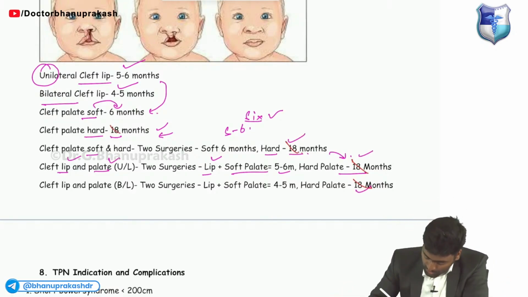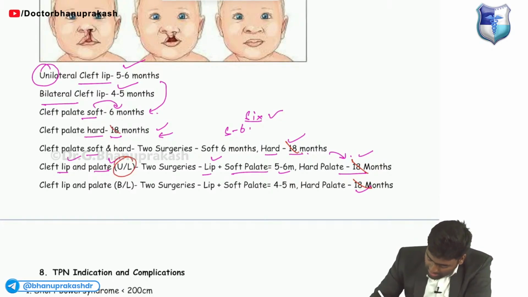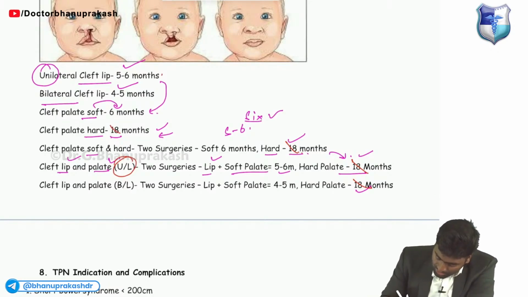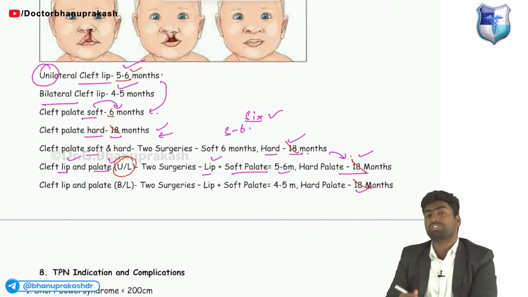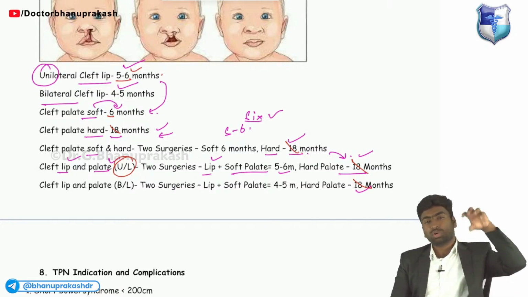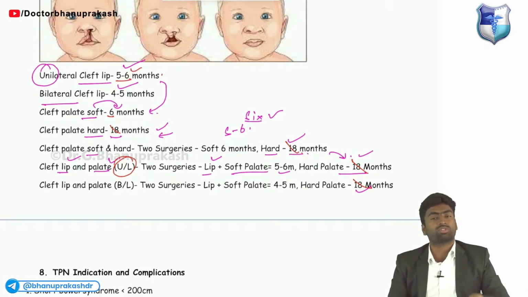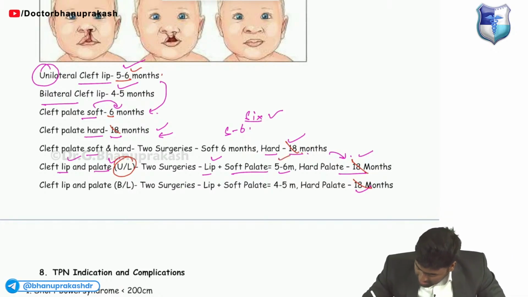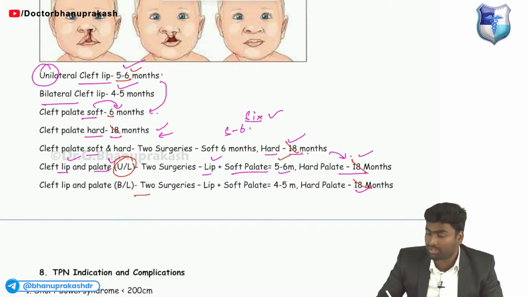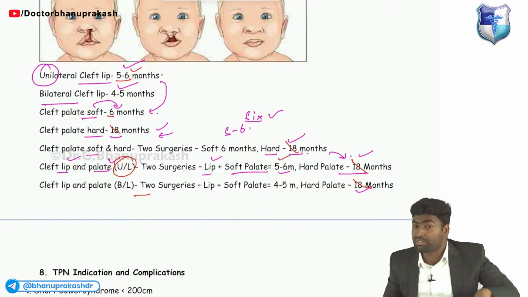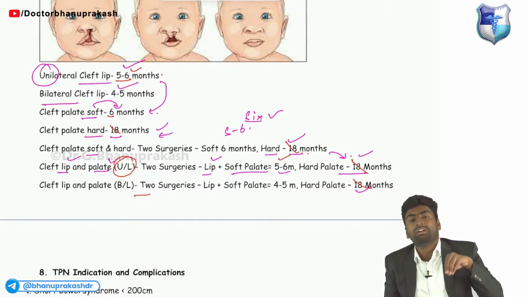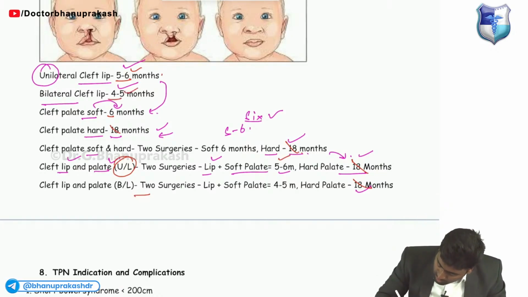Whereas in the case of unilateral one, see, the soft palate is at 6 months and unilateral cleft lip is around 5 to 6 months. So whichever is the earliest will be taken. So for unilateral, the earliest is 5 to 6 months, so we'll write 5 to 6 months. Fine. Whereas in the case of bilateral, bilateral cleft lip itself we need to do at 4 to 5 months. So here also we'll do at 4 to 5 months. Okay.